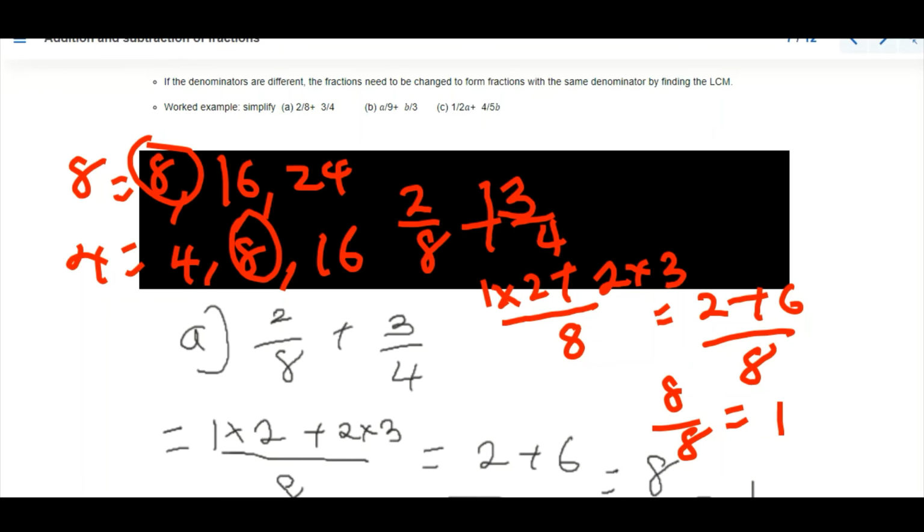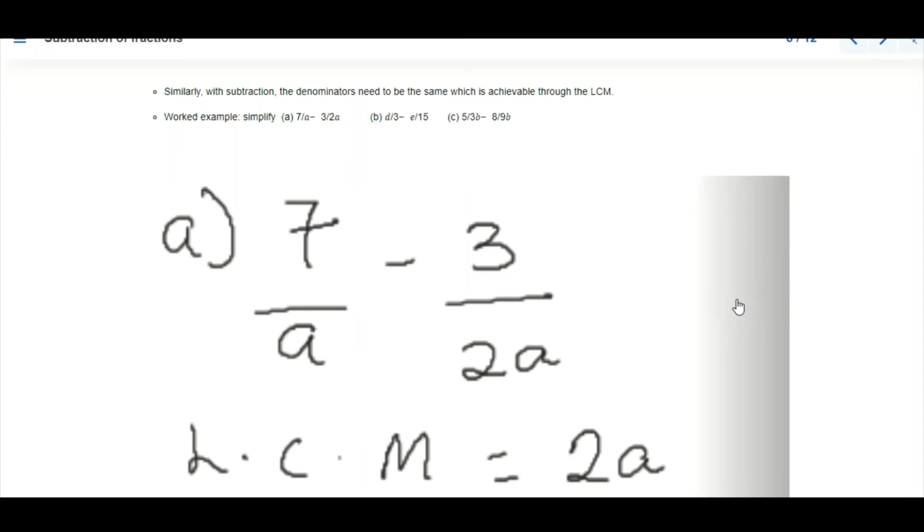We have the slide to show us the samples of the other ones. Now, what happens when we have subtraction? We are going to be looking at this, and let's just quickly solve. If you look at it, we have different denominators. So we are going to be finding the multiples of A and the multiples of 2A. The question is 7 over 8 minus 3 over 2A.